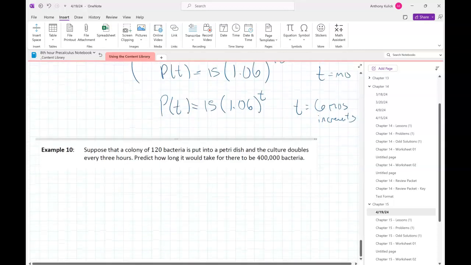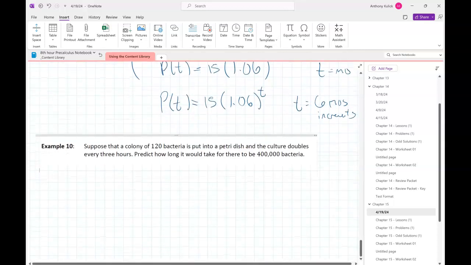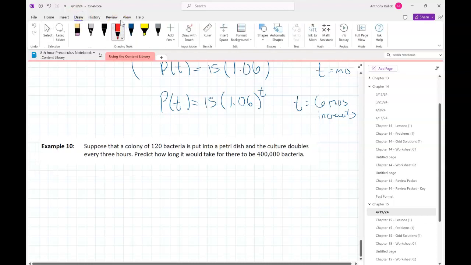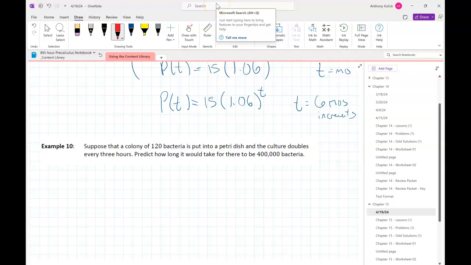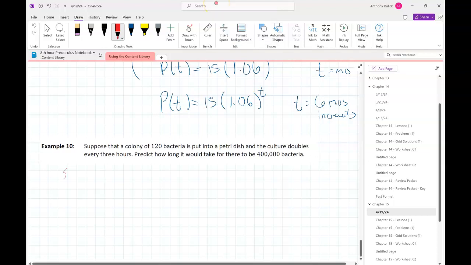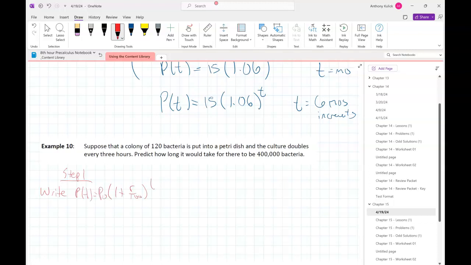Says, suppose that a colony of 120 bacteria is put into a petri dish and the culture doubles every 3 hours. Predict how long it would take for there to be 400,000 bacteria. I read this and I see this as a 2-step problem. Step 1, we need to write our population function. And then step 2, we need to solve that for t when p of t is equal to 400,000. So let's start with the writing piece.